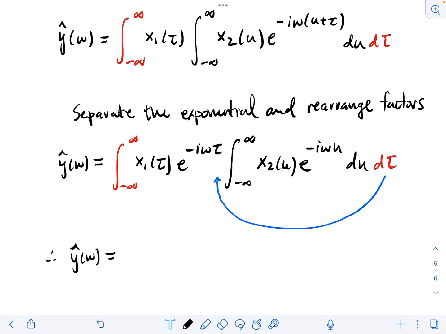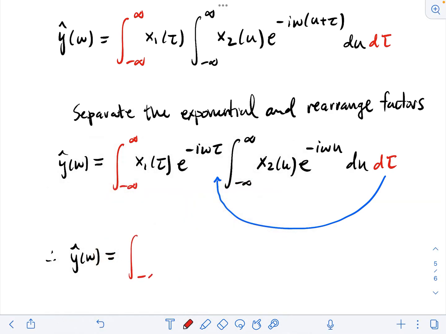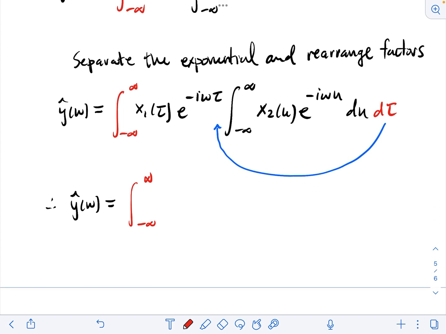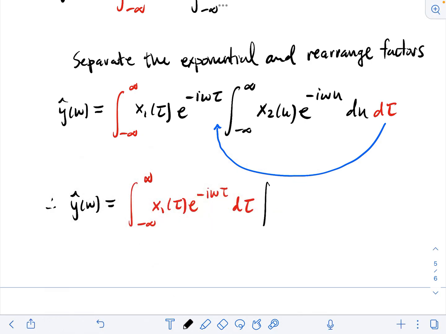the integral from minus infinity to infinity. Now I'll write this entire integral in red. So we have x1 of tau e to the minus i omega tau d tau. And then all the stuff that's left over is this integral from minus infinity to infinity of x2 of u e to the minus i omega u du.